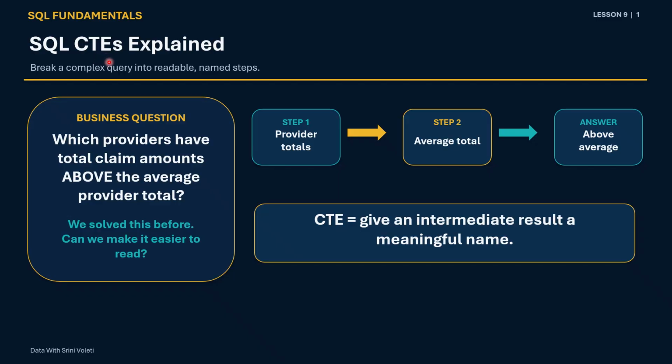We have already seen which providers have total claim amounts above the average provider total. In lesson 7 on subqueries, we learned how one query can provide information another query needs. That solution worked. But as SQL problems become larger, we also need to think about something beyond simply getting the correct answer. We need to ask, can another developer understand this query quickly?